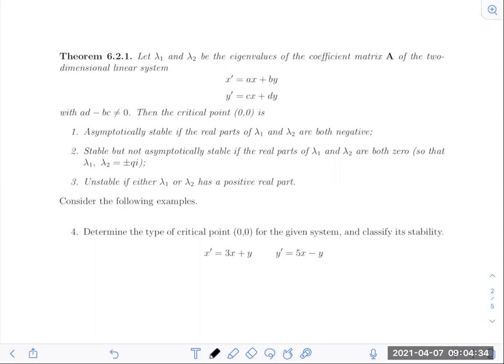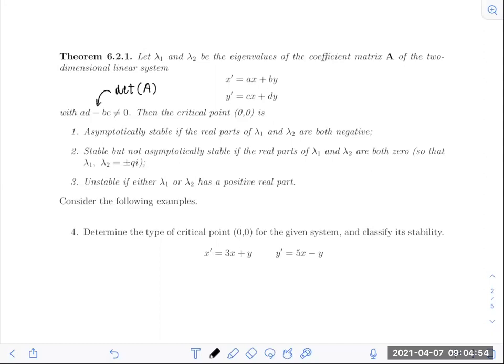So theorem 1 here says, let lambda 1 and lambda 2 be eigenvalues of the coefficient matrix. And I'm going to assume that AD minus BC is non-zero. This is just the determinant of the coefficient matrix, which we generally denote by A. All right, then the critical point is the following.